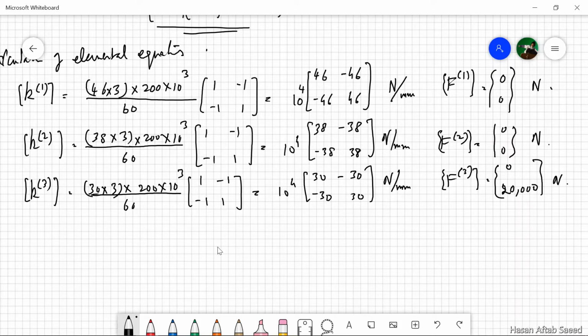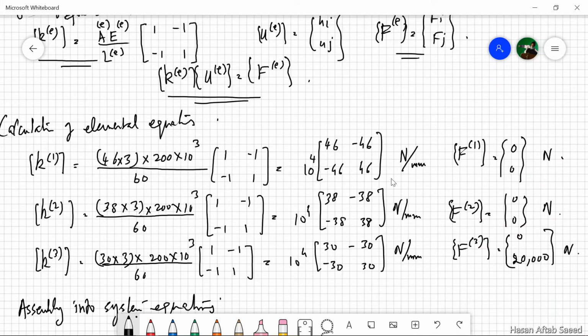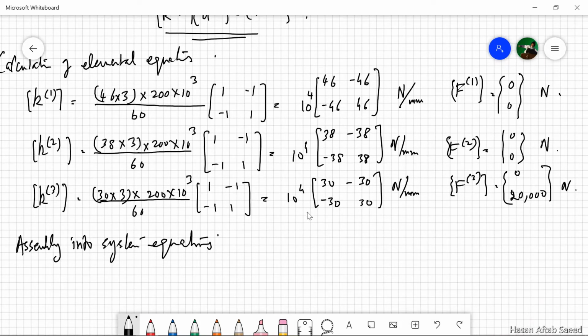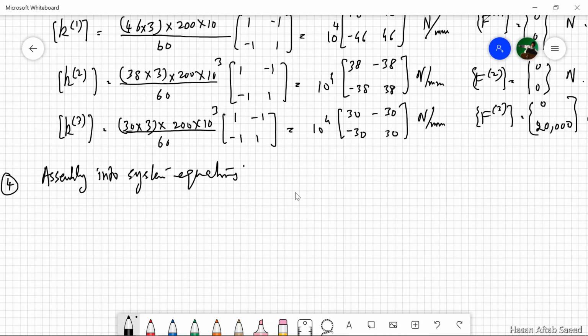Now step 4. Step 4 was the assembly. Again recall the steps: assembly into system equations. These are elemental equations, all. If I write K1 times vector U1 U2 is equal to this 0 0, this is an elemental equation, and the same can be done for the 3, but we have to assemble all these into system equations, and for that we need a connectivity table. It's very simple.